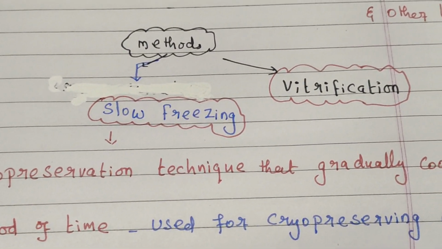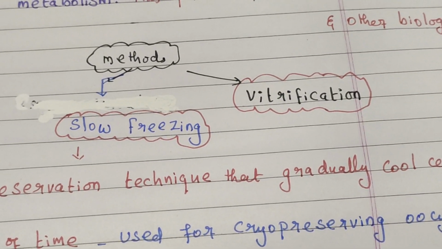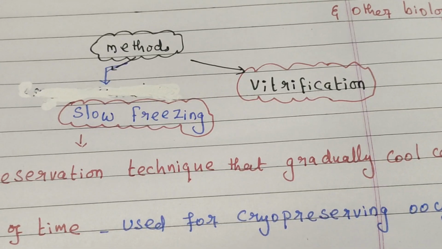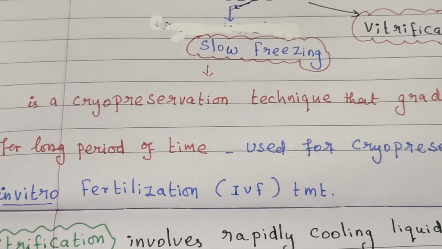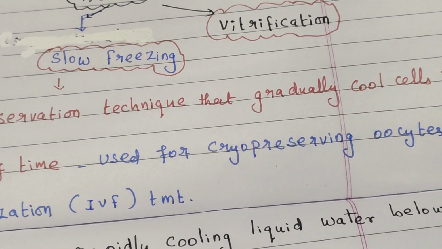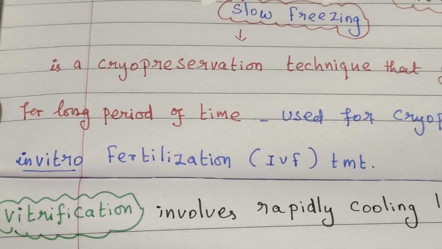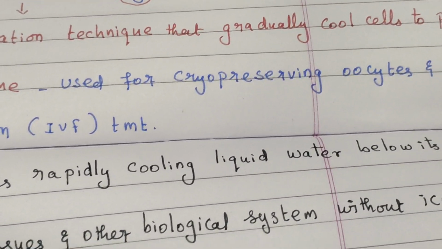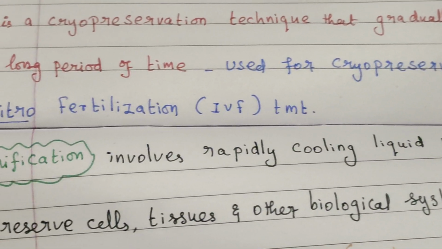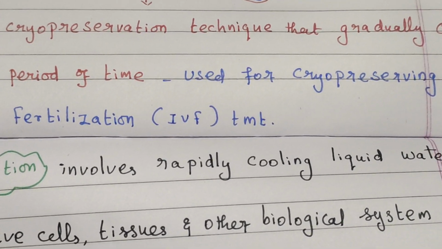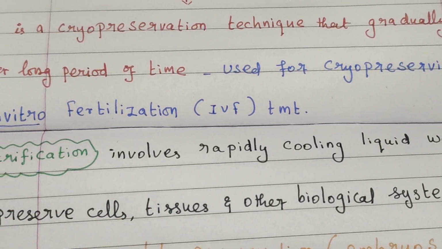This cryopreservation method has two types. One is slow freezing. The second one is vitrification. What is the slow freezing method? Slow freezing is a cryopreservation technique that gradually cools cells to preserve them for a long period of time. By using this method, we can preserve oocytes and embryos for in vitro fertilization, IVF treatment.